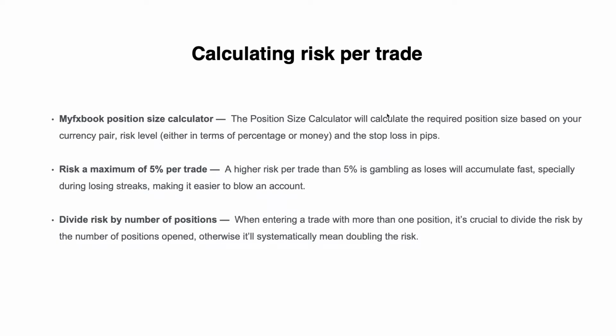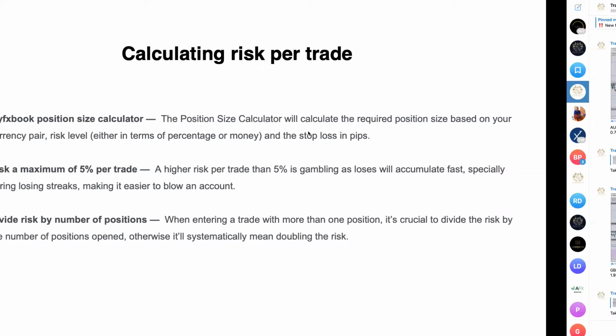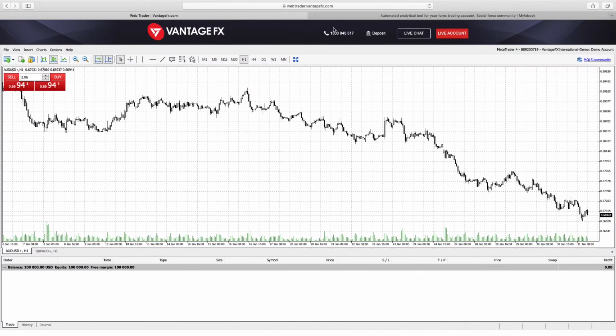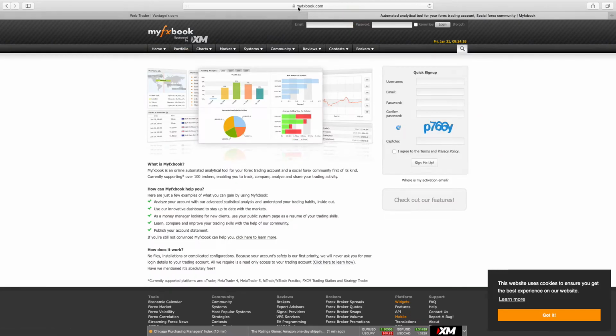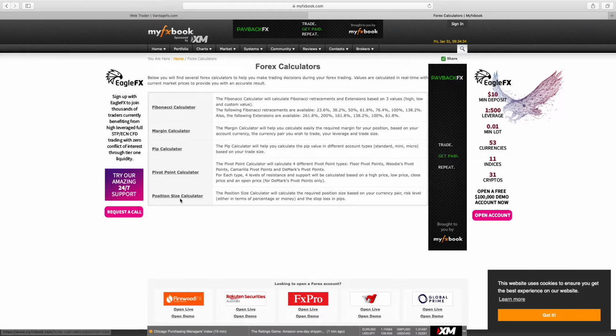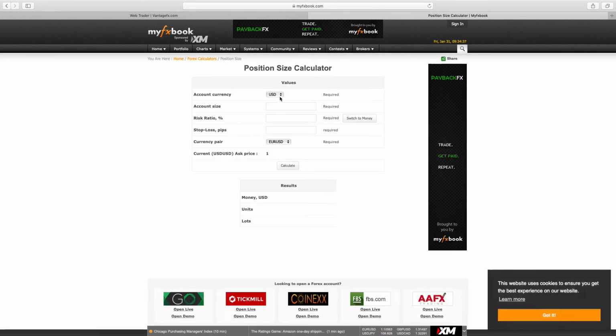The position size calculator calculates the required position size based on your currency pair, risk level, either in terms of percentage and money, and the pips, the stop loss in pips. As you can see right here, we can go on myfixbook.com, that most of you might know at this point. On MyFixBook, you go on home and you go on Forex calculators, and then you select right here the last option, position size calculator.